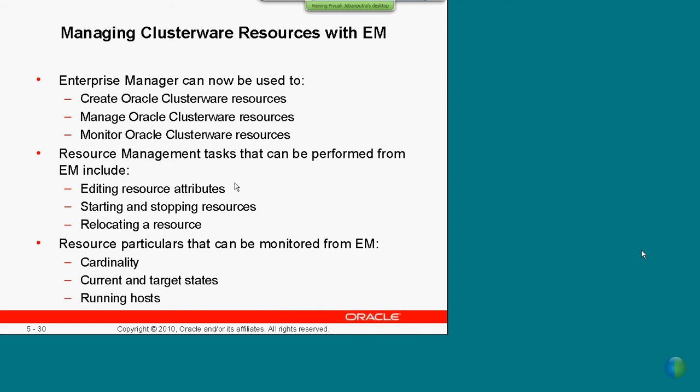Now come to what you can do with Enterprise Manager. Today, using Enterprise Manager, you can do all the resource jobs. You can manage the clusterware. You can create a clusterware resource, monitor the clusterware resource. You can edit the resource attributes, start and stop the resource, relocate the resource. You can change parameters like cardinality.